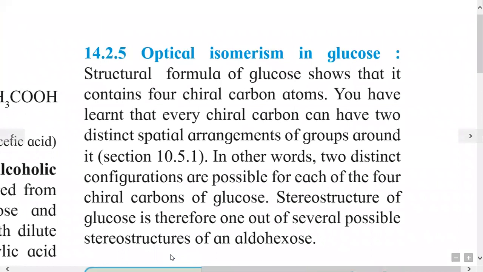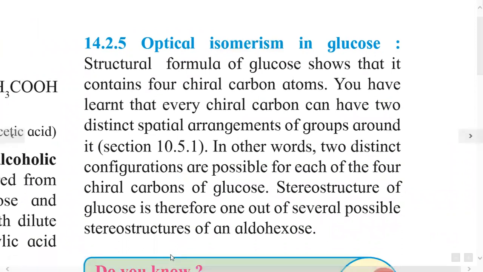Good morning, students. Today we will study from the biomolecules chapter optical isomerism in glucose. We know isomerism means compounds having the same molecular formula but different structural formulae. So optical isomerism is one type of isomerism, and this we will study for glucose.